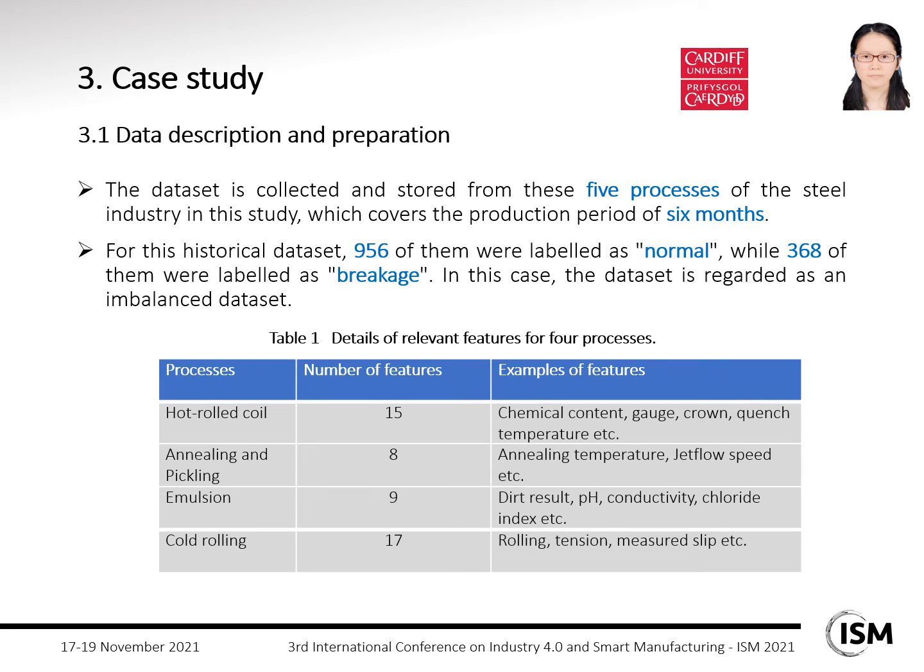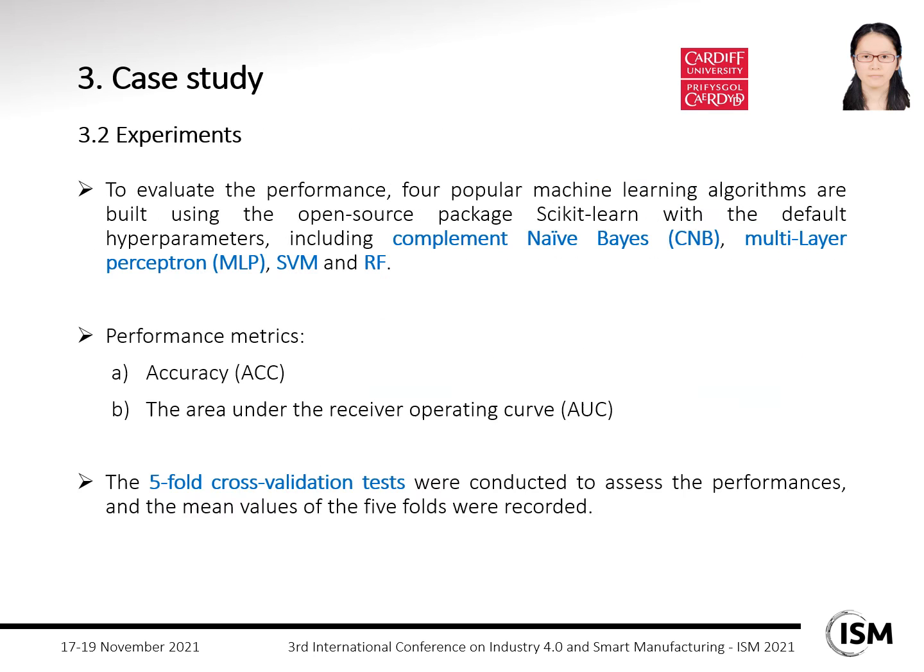For this historical dataset, 956 of them were labeled as normal, while 368 of them were labeled as breakage. In this case, the dataset is regarded as an imbalanced dataset.